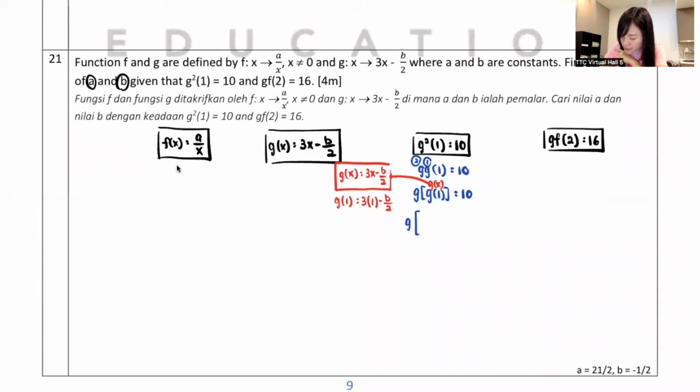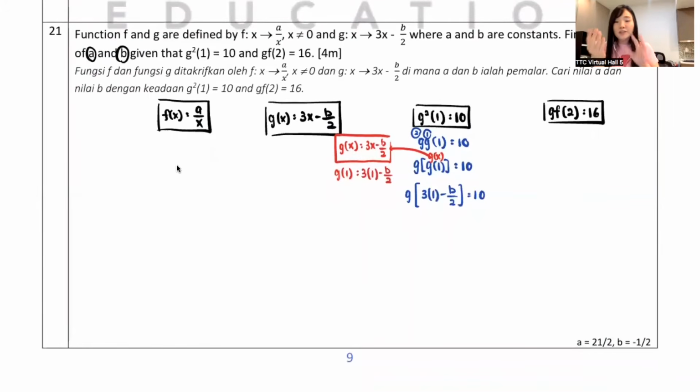So can you see the inside becomes G(3 − b/2)? Don't be scared, it's totally okay, because they are G(x). So in G(x), the x becomes 1. I should highlight it. X is 1, so this x is also 1. I think you can see that. So inside, 3 times 1, 3 − b/2, equals 10. Then a lot of my students go wrong here. They start to open the bracket. Guys, I repeat, this is a function. This is not a times relation. So what is this again? This is still a G(x).